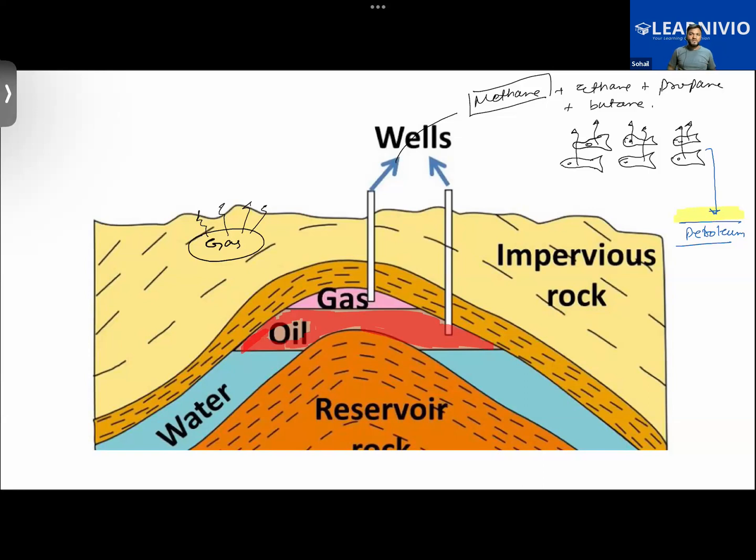What type of rocks? Is it igneous or sedimentary? Sedimentary rocks, sir. Okay, so it is particularly found in sedimentary rocks.